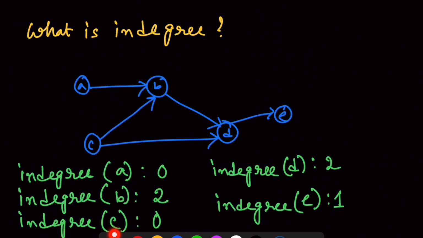Next, let's talk about indegree. What is indegree? Just a quick brief. Consider this graph. Here A and C don't have any incoming edge, so the indegree of A and C will be 0. B has 2 incoming edges, so the indegree of B will be 2. D has 2 incoming edges, so the indegree of D is 2. E has 1 edge, so the indegree of E is 1. We will use these indegrees for our algorithm.